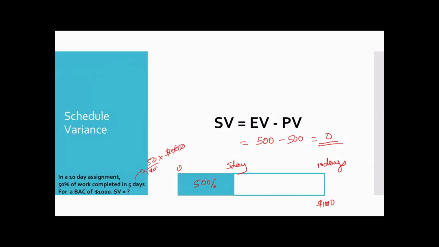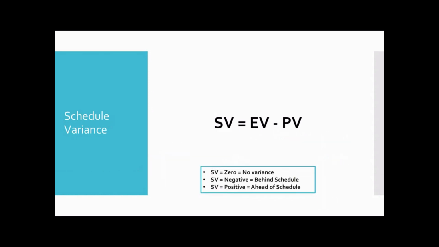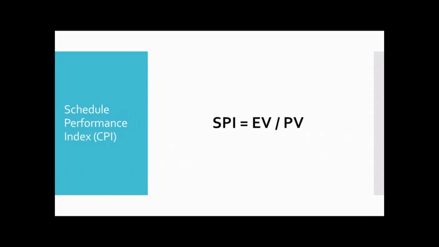So that goes away, you get 500 values. So 50% work is the planned value which you had done over here. So SV is equal to EV minus PV. As I told you, if it's 0, it's no variance, you're on track. If it's negative, you're behind the schedule. If it is positive, you're ahead of the schedule.